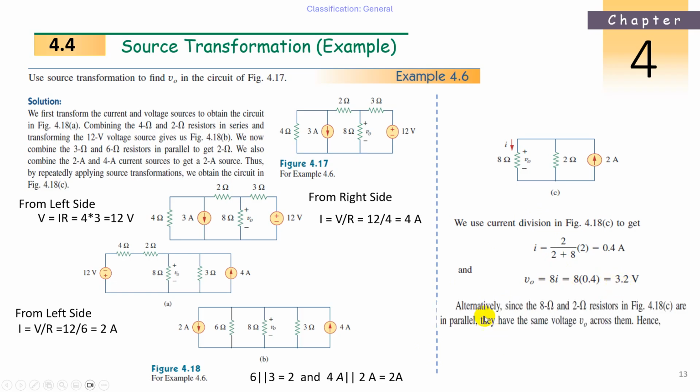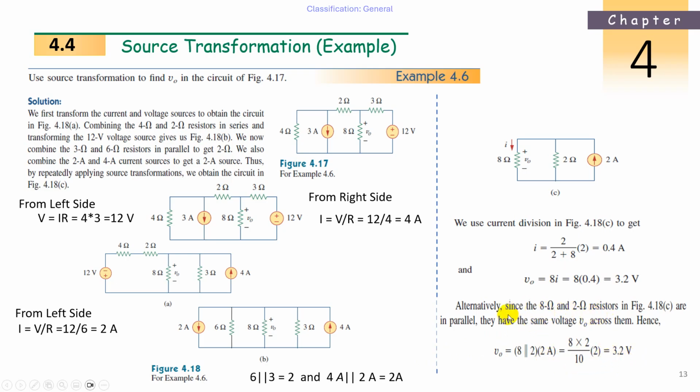Now another method also we have. Alternatively, since the 8 ohms and 2 ohms resistors are in parallel, and V0 is across them, both have V0 across them. Then hence what can we write? V0 is equal to 8 in parallel with 2. What is 8 in parallel with 2? We will get 8 into 2 divided by 10, multiplied by 2 amperes. So we get 3.2, same.